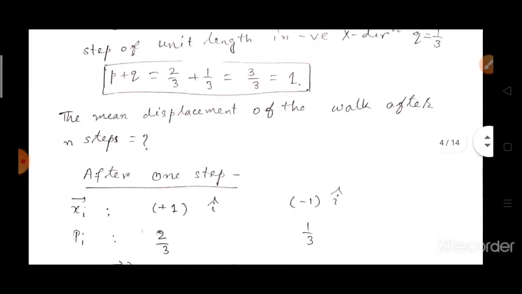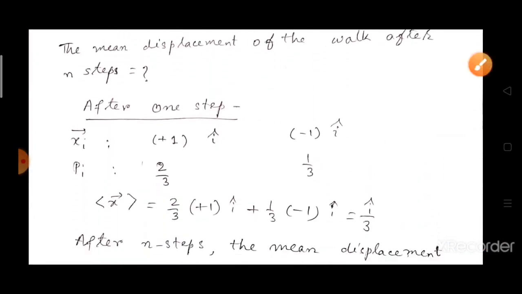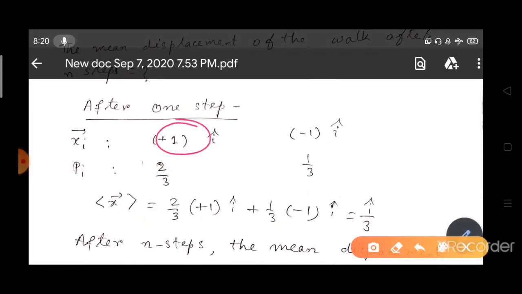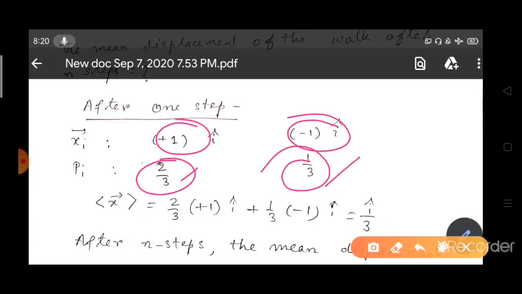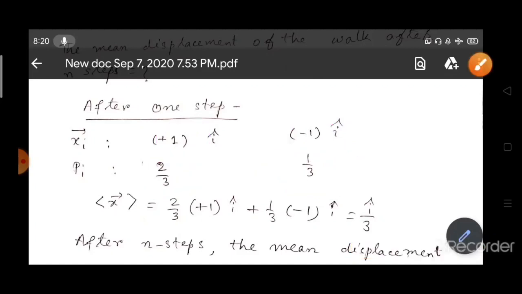Suppose in one step, the walker can move along the positive x direction, that is plus 1 i cap, because the step size is of unit length, or it can move in the negative x direction, that is minus 1 i cap. The probability for the step along the positive x direction is 2 by 3, and the probability for the negative x direction step is 1 by 3. So what is the mean displacement?